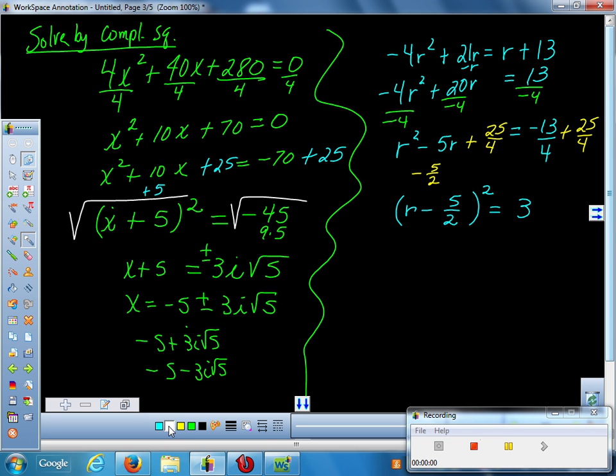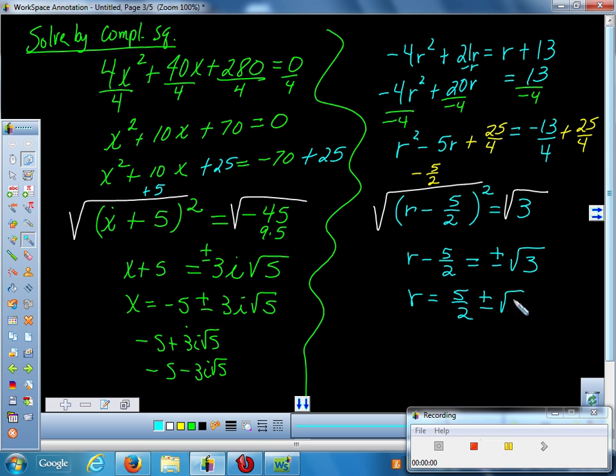All right, now the end part. If you get that far, you've done the hard part. Now what? Square root both sides. And so you would have r minus 5 halves. We got rid of the square. And on the right-hand side is plus or minus square root of 3. And then last but not least, I would have to add over 5 halves plus or minus square root of 3. And I can live with that as an answer. So they can become somewhat nasty fractions.